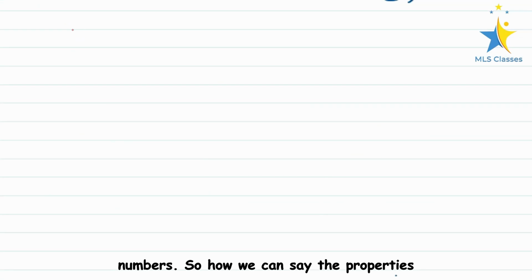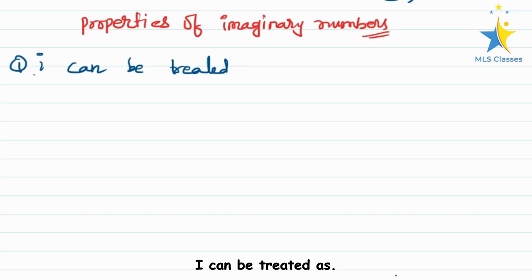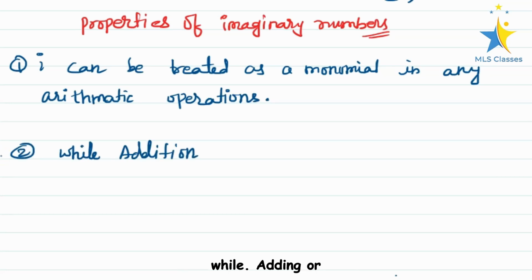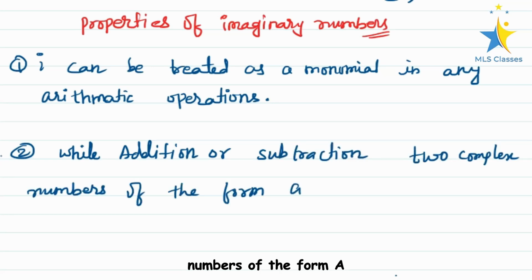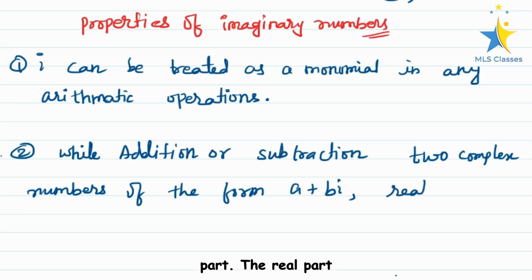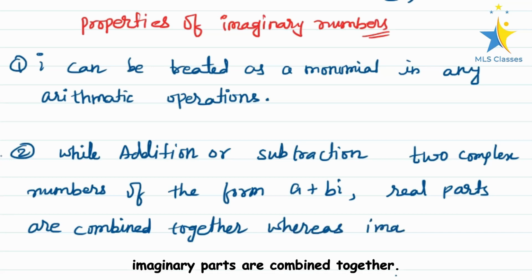Now, properties of imaginary numbers. First, i can be treated as a monomial in any arithmetic operation. Then, while adding or subtracting two complex numbers of the form a plus bi, where a is the real part and b is the imaginary part, the real parts are combined together, whereas the imaginary parts are combined together.